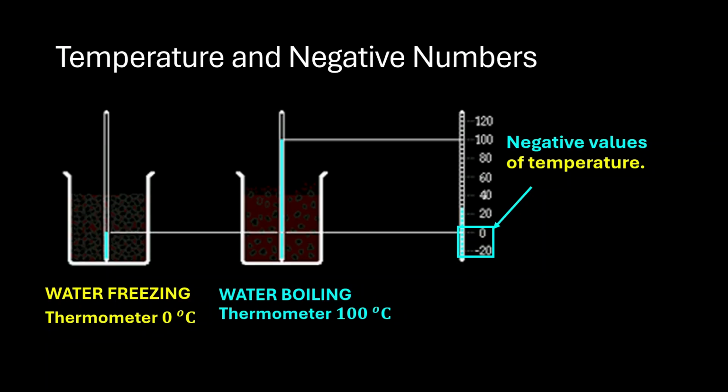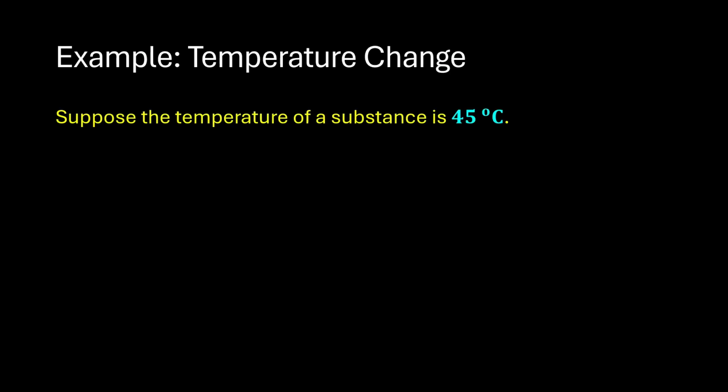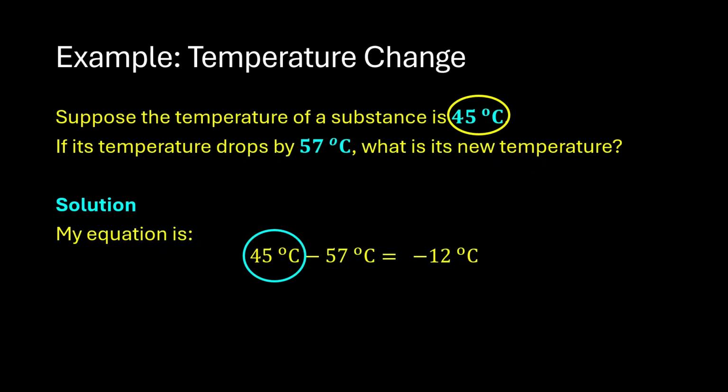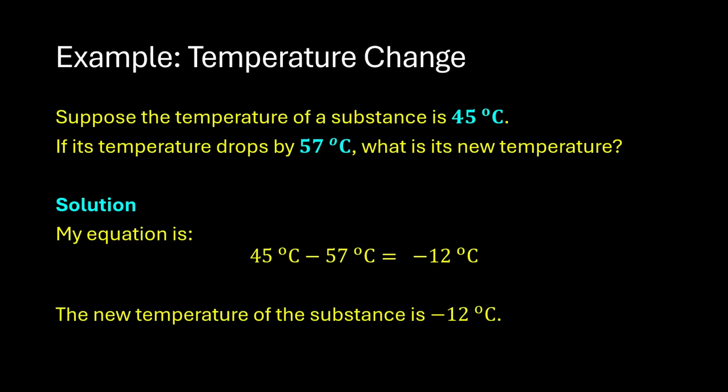Suppose the temperature of a substance is 45 degrees centigrade. If its temperature drops by 57 degrees centigrade, what is its new temperature? Our equation now becomes 45 degrees centigrade minus 57 degrees centigrade to give us minus 12 degrees centigrade. Therefore, the new temperature of the substance is minus 12 degrees centigrade.